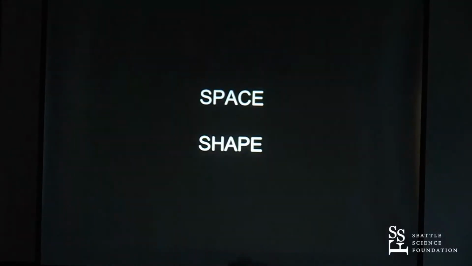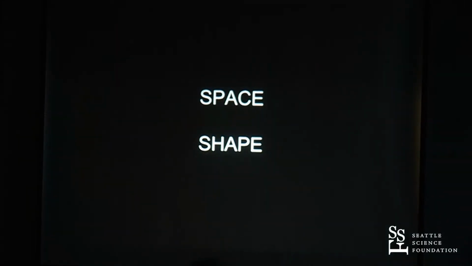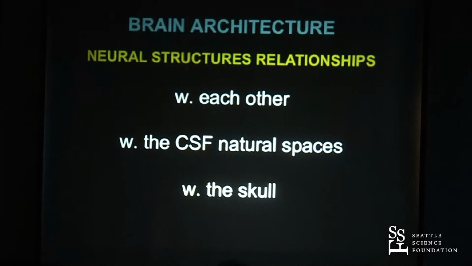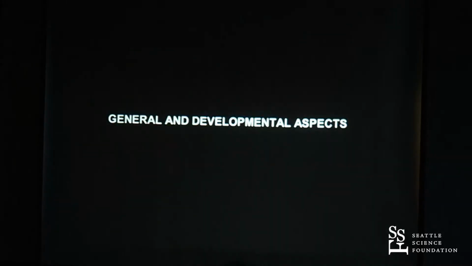Okay. So we're going to be dealing mostly in surgery with space and shape. When you see an MRI, you go from the CSF spaces to the lesion. You recognize the sulci, you recognize the shape of the ventricles. That's how you start looking at MRI. That's why we talk about brain architecture. We have to know the relationships of the structures with each other, particularly with the CSF natural spaces, to do microneurosurgery, and of course with the skull, in order to know where the lesion is, where to put our craniotomy.